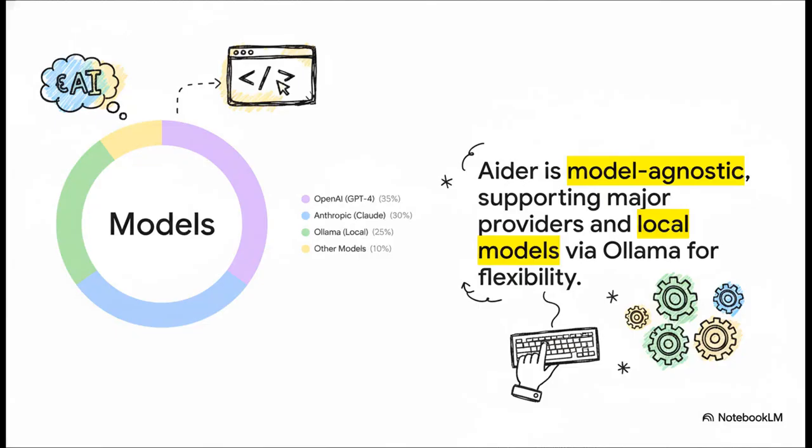Now, one of ITER's most compelling features is just how flexible it is. You are not locked into a single AI provider. You can use models from OpenAI, from Anthropic, or you can even run local models on your own machine using Ollama for total privacy and control. This means you can pick the absolute best AI for whatever you're working on.